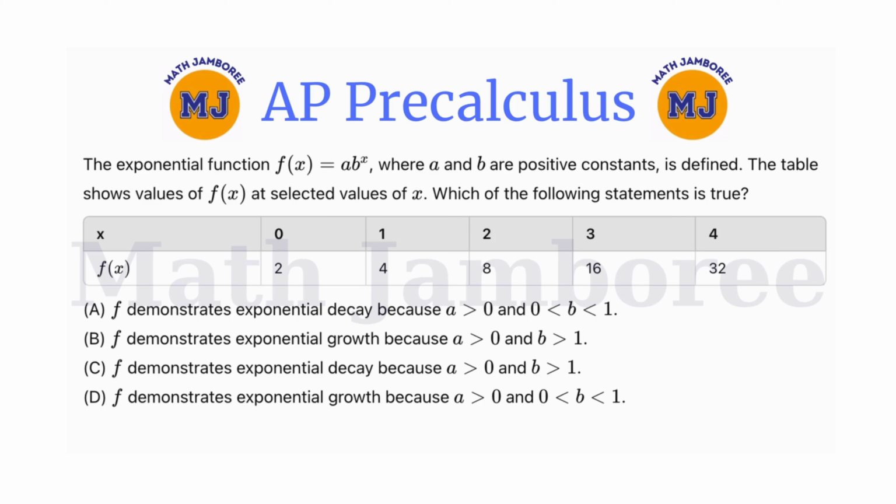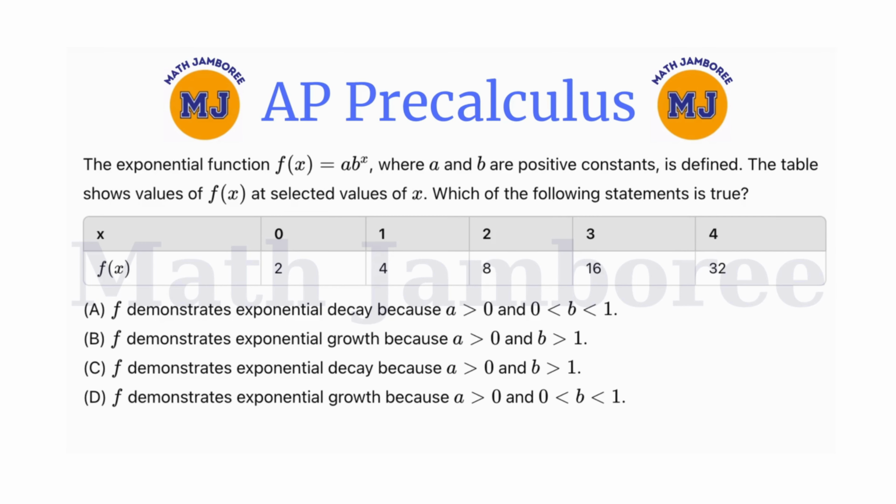In this video, we have another AP Precalculus type of question from the topic of exponential function. Let's dive into it. The exponential function f of x is equal to a times b to the power of x, where a and b are positive constants, is defined. The table shows values of f of x at selected values of x. Which of the following statements is true?